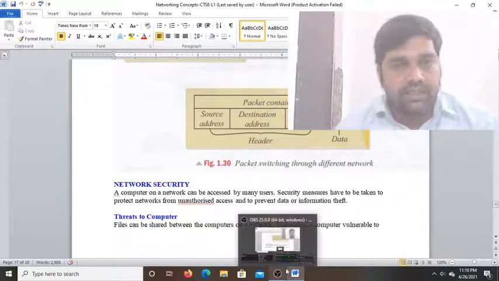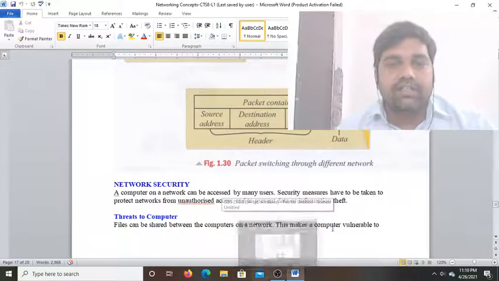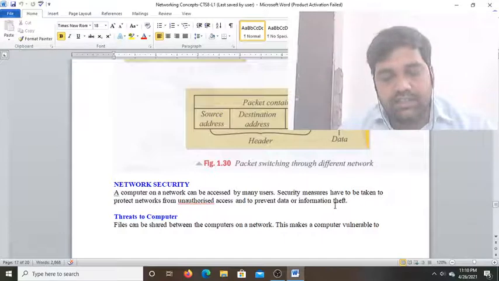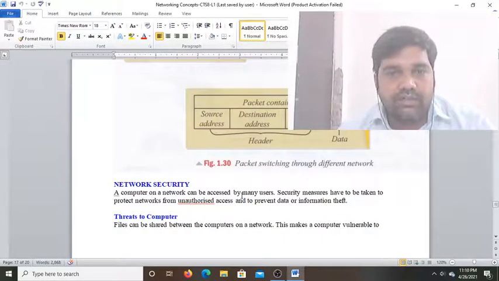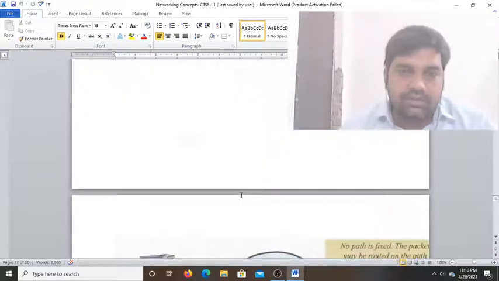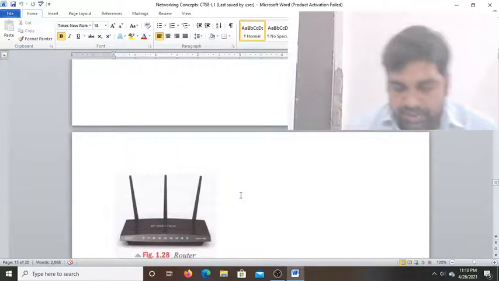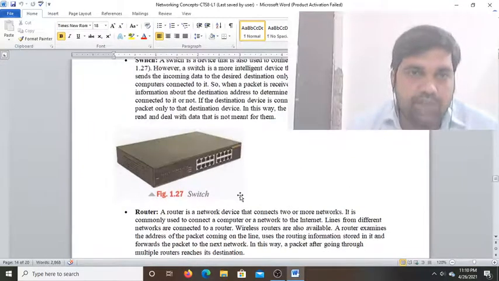Hello students. So today we will continue our discussion on lesson 1 networking concepts. In the last class we studied the types of networks and one networking device, the modem. Today we will study different networking devices like the hub, switch, repeater, bridge, and router.